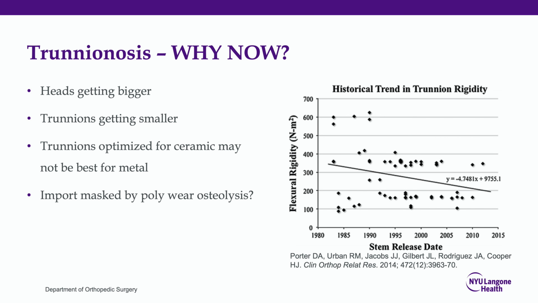So why are we running into issues with our trunnions now? Well, it may always have been there. It may have been masked by polywear and osteolysis in the past, but our heads are getting bigger, and our trunnions are getting smaller, and so that means more torque on a less rigid trunnion, which can mean more motion and more corrosion. Also, our modern trunnions have been more optimized for ceramic, and what's best for ceramic is not necessarily best for metal, and there have been several tests showing that some trunnions perform very well with metal bearings and others very well with ceramic bearings.